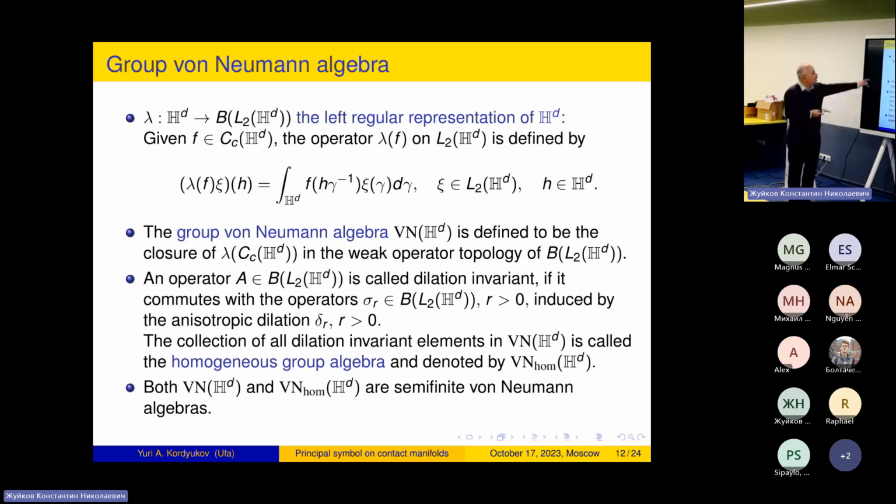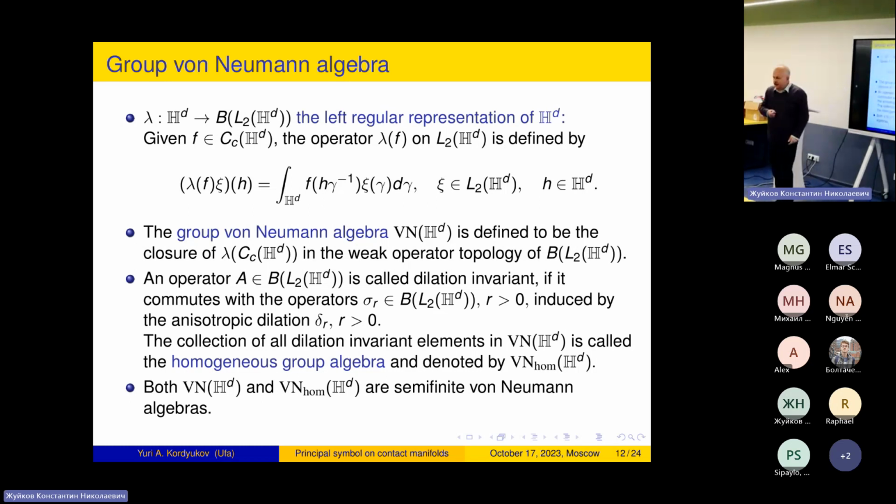So we have representation theory. We have a left regular representation. And this is just formulated in terms of the corresponding operator algebras. So the group von Neumann algebra is just the closure of the algebra of these operators when f is a compactly supported function.